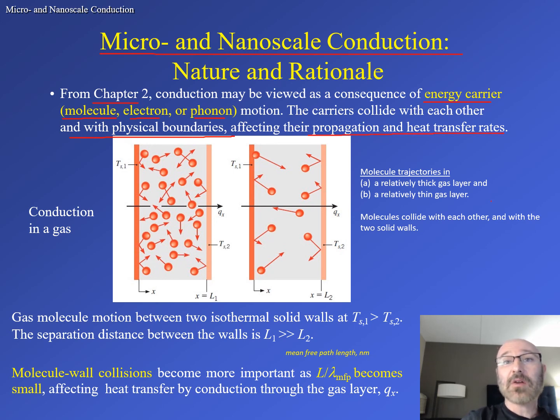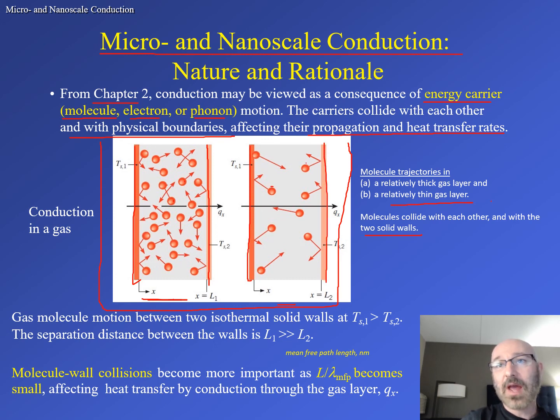What we can see down here in this figure is molecular trajectories in part A over here on the left-hand side, a relatively thick gas layer, and in part B over here, a relatively thin gas layer. The molecules collide with each other and with the two solid walls. You can see the solid walls on either side, either in part A where we have the thick gas layer and you see all those molecules in there, or in part B where we have the thin layer over here. Those are two boundary layers, and you don't have quite as much as far as the collisions go.